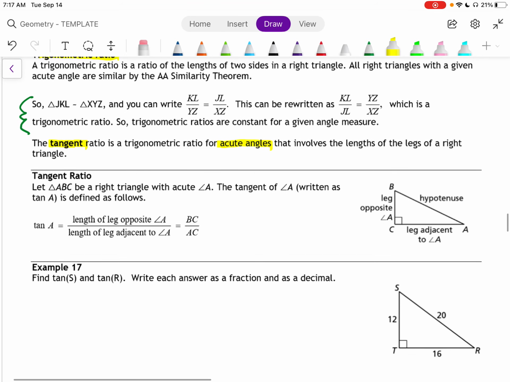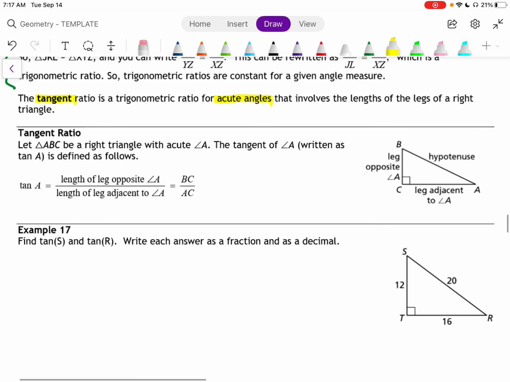So the tangent ratio. We always look at it from a perspective of an angle. So this one says tangent of A. So we're looking as if we're standing at A. And we care about opposite and adjacent. Well, opposite means opposite, far away. So opposite is always farther away from A. So there's the opposite leg. And adjacent means next to. So we have adjacent, that's touching A. It's right next to A.